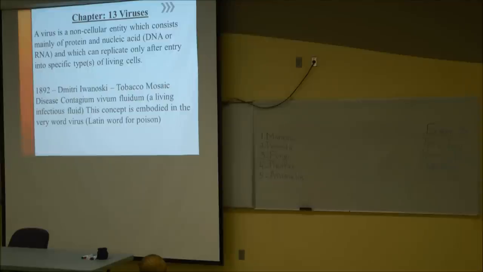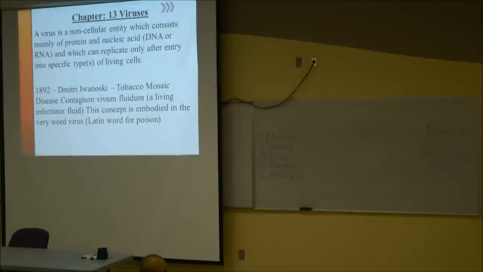So he will take his dead tobacco plants, put them in a blender along with some sterile water, and after that he will filter them through a filter paper, okay? Take the filtrate and streak them on a petri dish, incubate them, nothing will grow. He will take the filtrate, spray it on fresh, healthy tobacco plants. Plants will die. He repeated this several times.